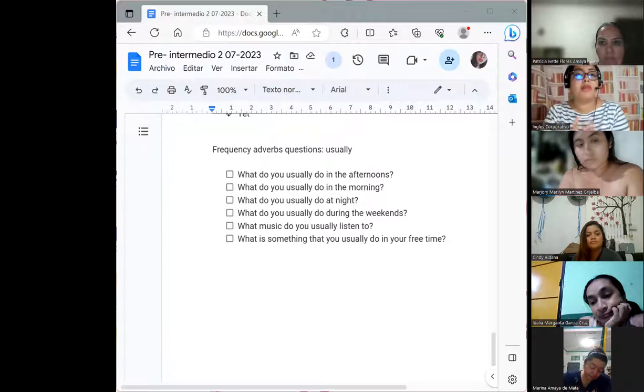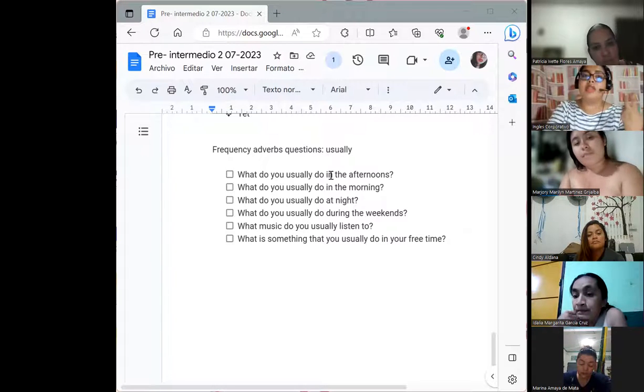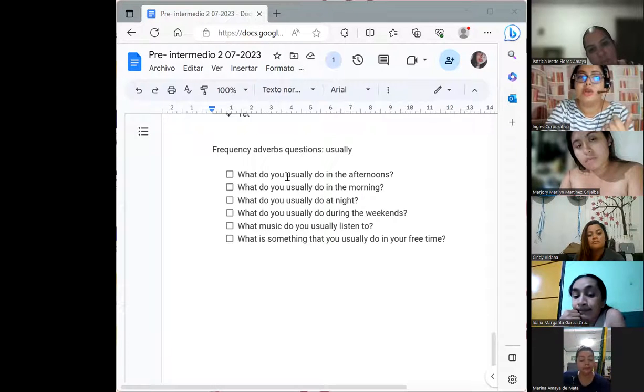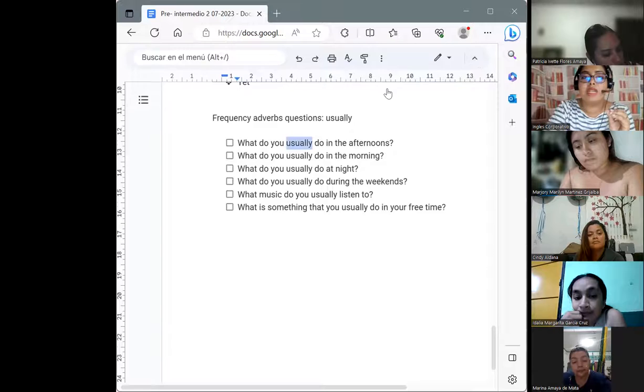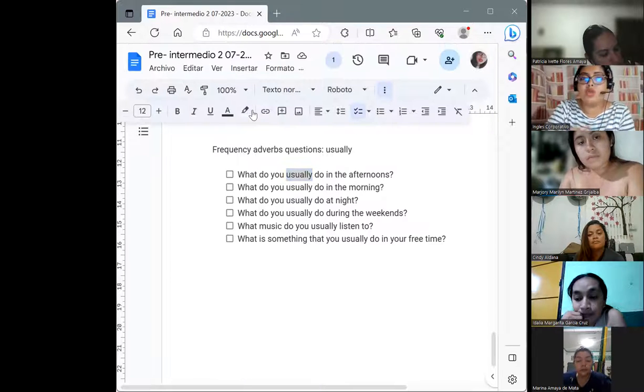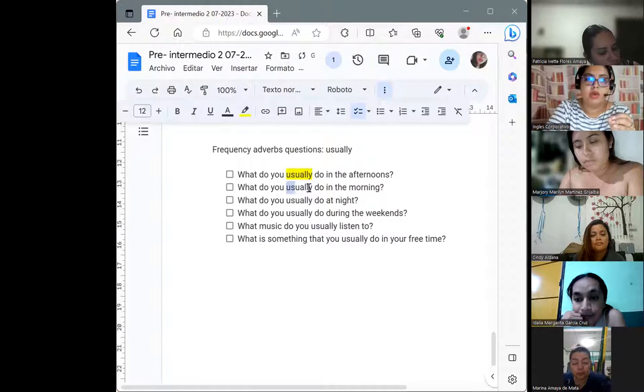Este es el primer grupo de preguntas con el usually. Algo que tenemos que notar con estas preguntas is the place in which the word is placed. ¿Dónde se posiciona? ¿Dónde está en la posición del usually? In this case, it's in the middle. Está en el medio de nuestra oración. Y si nos fijamos, todas las preguntas lo tienen en el mismo lugar.